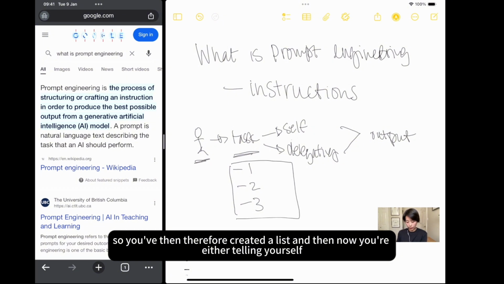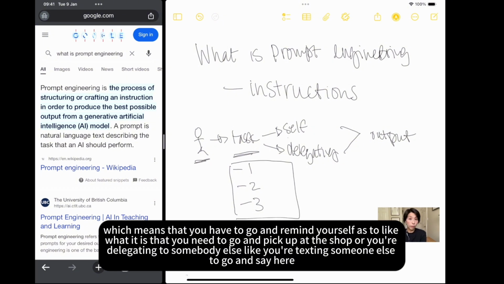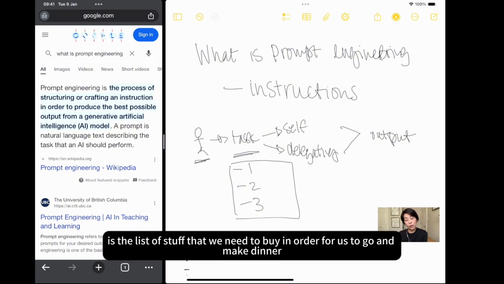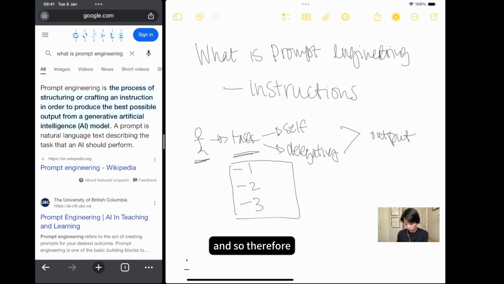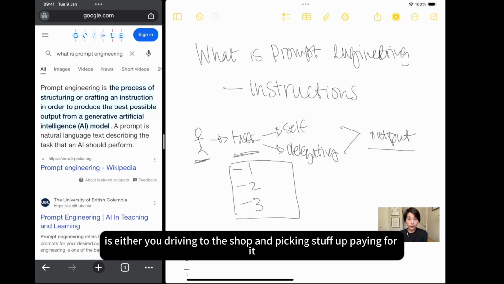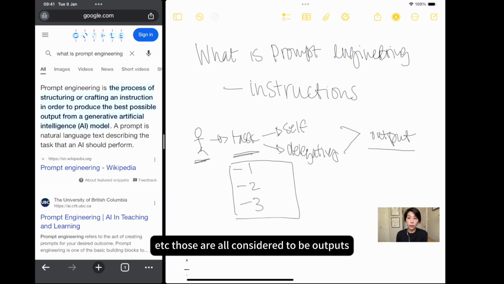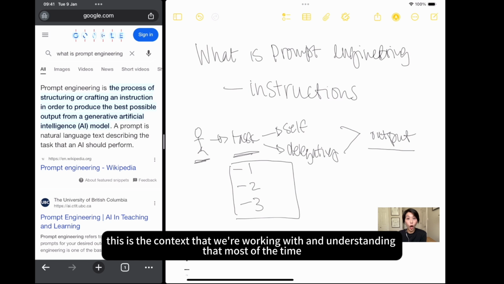And now you're either telling yourself, which means that you have to go and remind yourself what it is that you need to pick up at the shop, or you're delegating to somebody else, like you're texting someone else to say, here is the list of stuff that we need to buy in order for us to make dinner. And so whatever the output is, either you driving to the shop and picking stuff up, paying for it, etc., those are all considered to be outputs. Okay, so in day-to-day life, this is the context that we're working with.